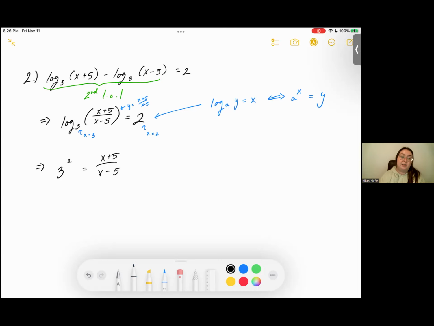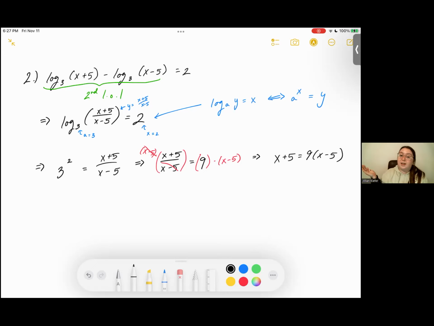We just have x's, so now it's much easier for us to solve. So our first step is we're going to do 3 squared. 3 squared is 9. And I'm also going to switch the sides as well. So we're going to have x plus 5 over x minus 5 is equal to 9. Then if we want to get rid of the fraction, we can multiply each side by the denominator. So we can multiply each side by an x minus 5. And it will cancel on the right-hand side. And it will now leave us with x plus 5 is equal to 9 times x minus 5.